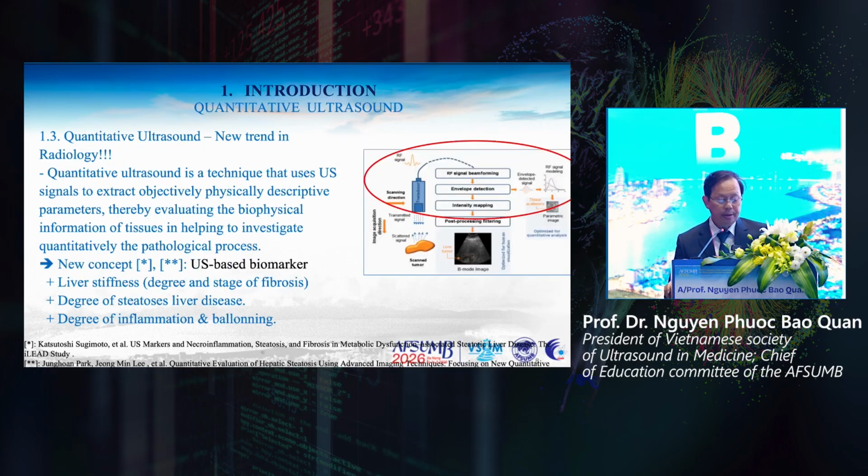Nowadays, there is a change in radiology. We have what is called quantitative ultrasound, QUS. This is a technique that extends the physical description, the parameters. Therefore, we can evaluate the biophysical information of the tissue, which helps to investigate the pathological process quantitatively. So we have a new concept of US-based biomarkers, such as liver stiffness, fat content, and inflammation.